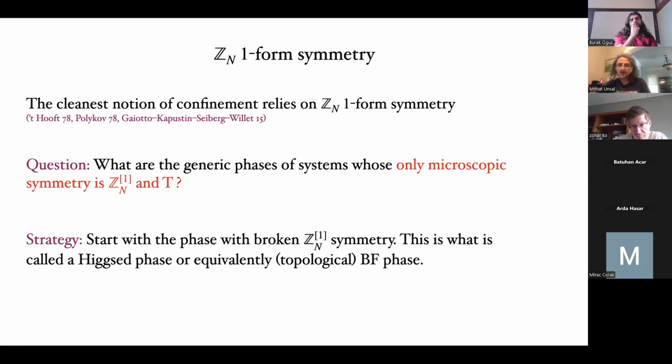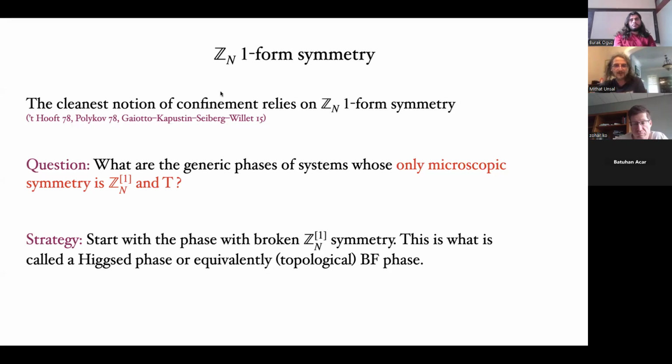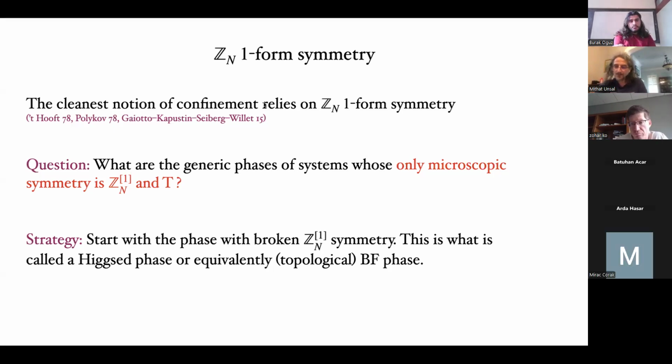Now, let me tell you a little bit about this Z_N one-form symmetry. The cleanest definition of one-form symmetry is the symmetry under which the line operators are charged. Of course, we know historically that Wilson loops are used as a probe for confinement. A more precise understanding of this is that these objects are charged under the one-form symmetry.